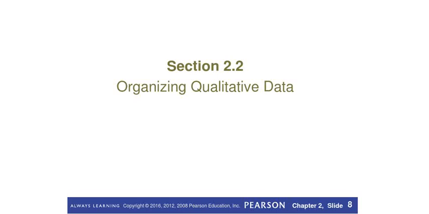Hello, welcome to part 2 of our lecture in chapter 2 on organizing data. And in section 2, we talk about the idea of how do we organize qualitative data. Even though data variables that are qualitative are not numerical and we can't do many mathematical things with that kind of data, we can certainly do one thing, and that is to count.